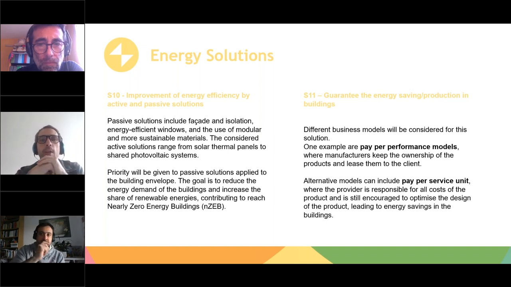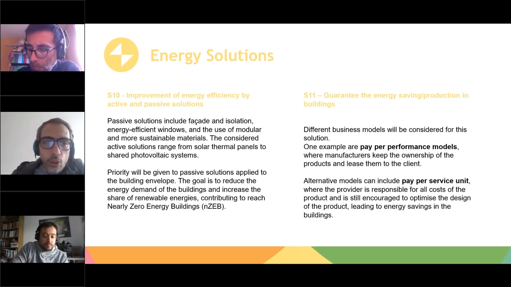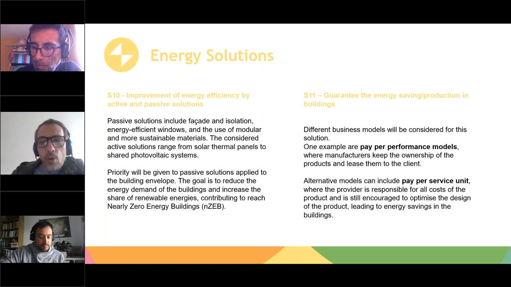When we renovate a building, or when we design a building, our priority should be the passive solutions before applying active solutions. So the priority will be given to passive solutions applied to the building envelope, and the main goal of this renovation is to reduce to the maximum the energy demand that we need for heating and cooling.